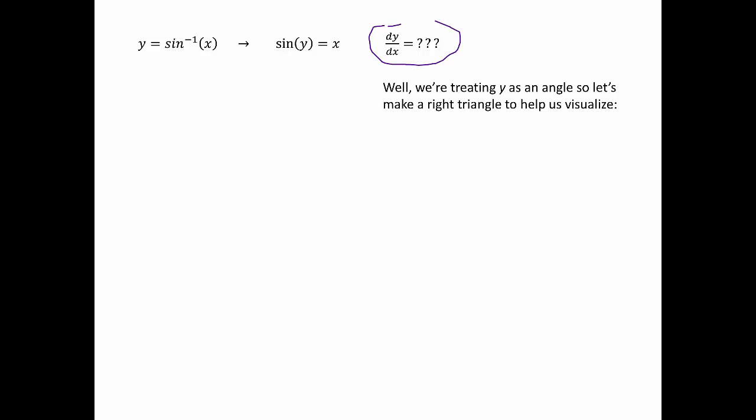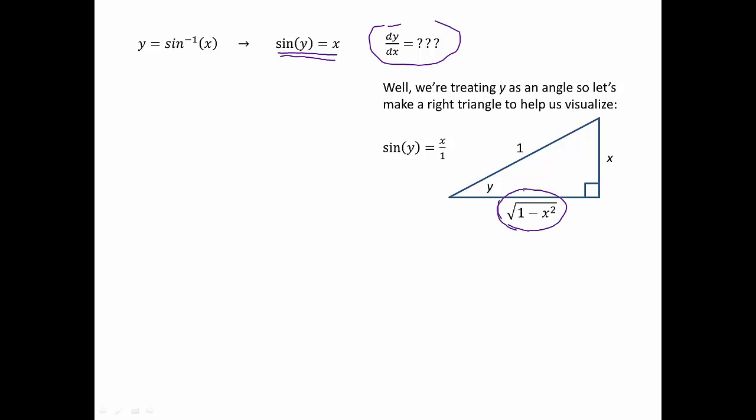And notice over here, we're treating y as an angle. So let's make a right triangle to help us visualize this. Here's the right triangle, my angle y, and I know that sine is x, which, if I write it as a fraction, is x over 1. And if I put those into the right triangle as lengths of sides, I end up with something that looks like this. And then by the Pythagorean theorem, I can figure out that the adjacent side is the square root of 1 minus x squared.